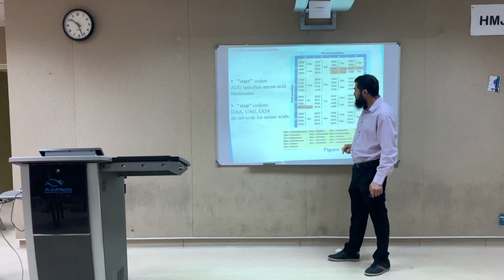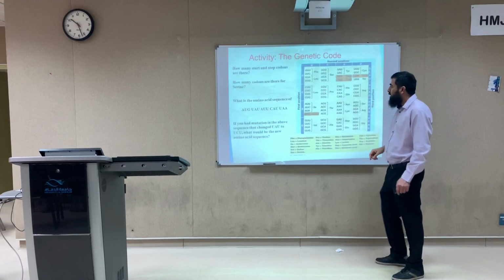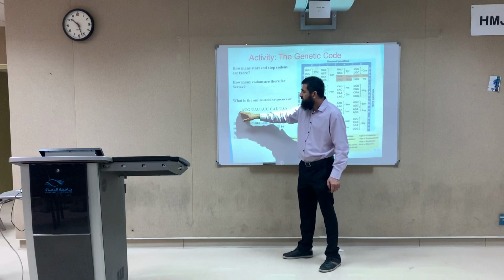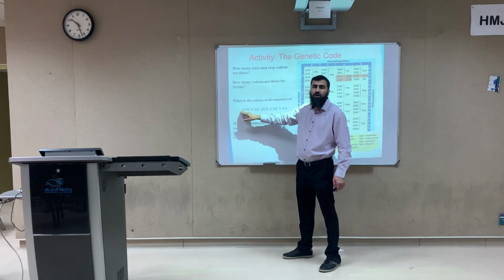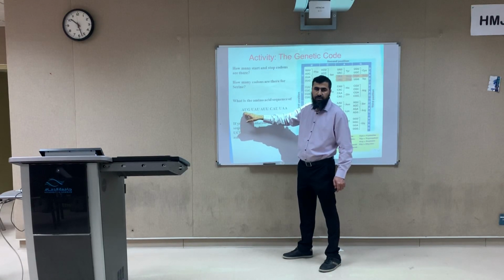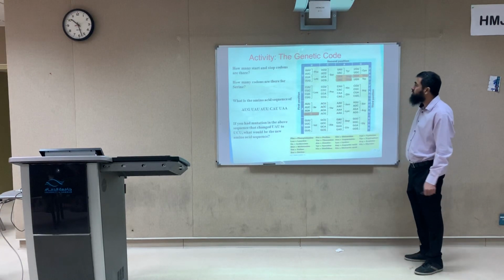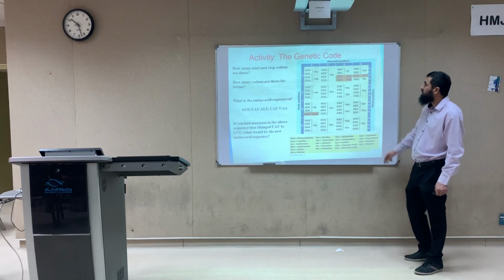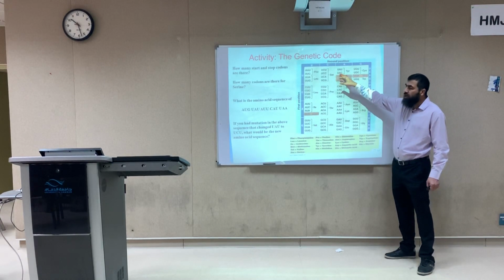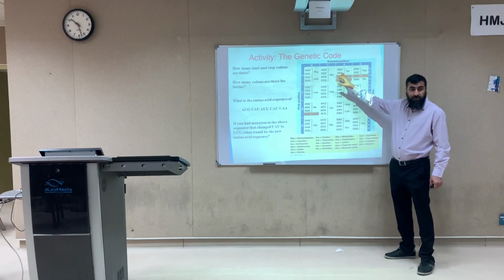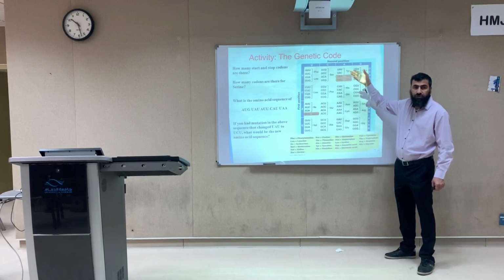For example, if we have a tRNA with the anticodon sequence IUG, okay? Which amino acid will it be carrying? UAC. So UAC, which one is UAC? So it will be carrying tyrosine, okay? You got that? So it will be carrying tyrosine if it has the anticodon sequence for that.